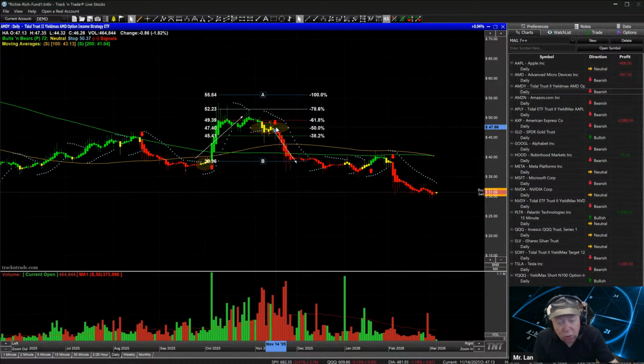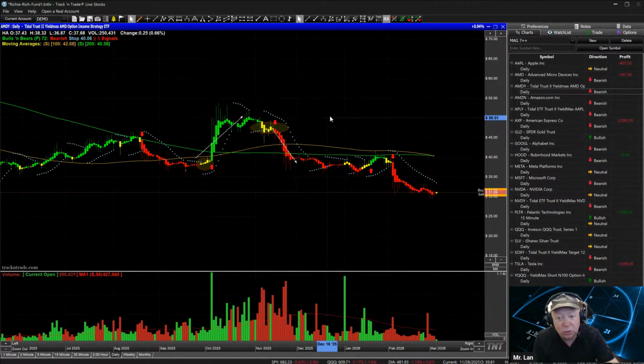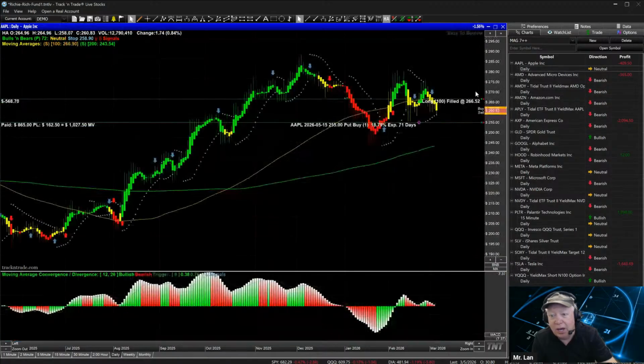You'll see it. We'll use it quite a bit. We use this tool quite a bit because it helps us with counting and measuring. Let's go look at another market. Let's go look at Apple.